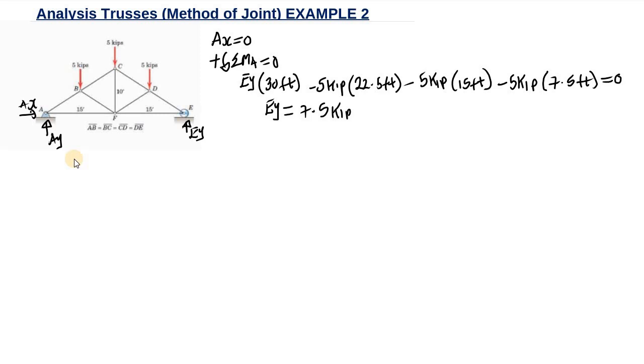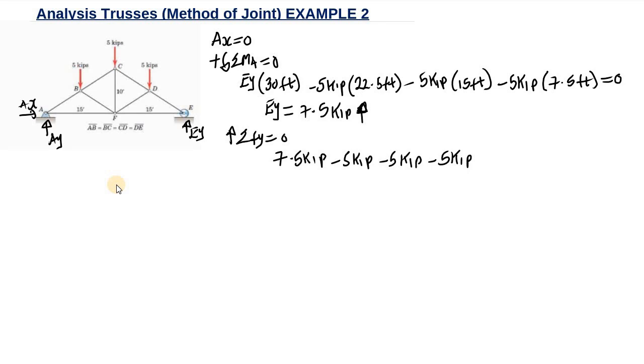So now we know EY, we can calculate for AY. Let me draw this. This is upward. We can calculate AY by taking the summation of all the forces in the y direction equal to 0. I'm going to say all the forces acting upward are positive, while all the forces acting downward are negative. As you can see, EY is 7.5 kip, so it is positive. Then we're having 5 kip, 5 kip, 5 kip. They are all acting downward, so this is negative 5 kip, negative 5 kip, and negative 5 kip.